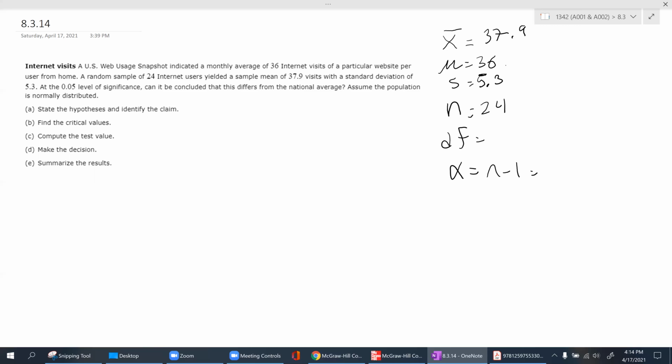Can it be concluded that this differs from the national average? So in other words, for my null hypothesis, my mu has to be 36. And if it's something different, if it's less, or if it's more, then it's not it. I just want to know if it's completely different, if it's not 36.